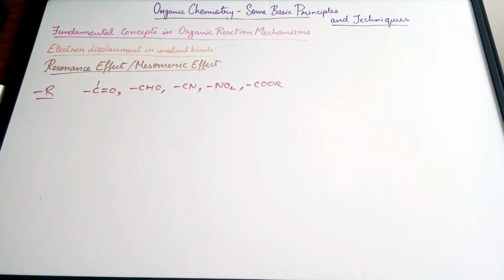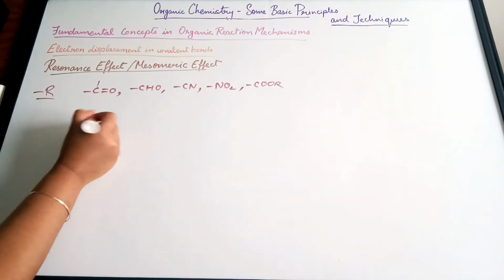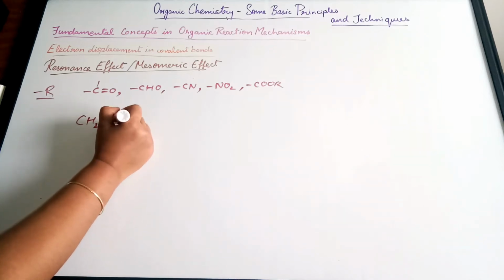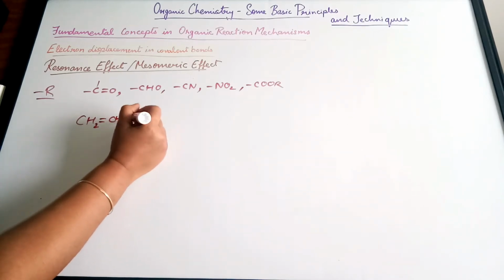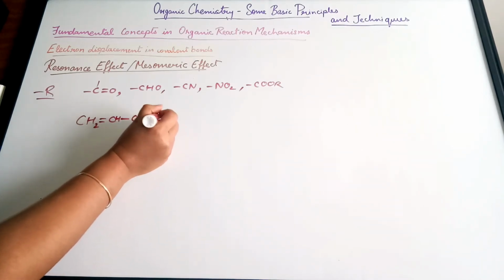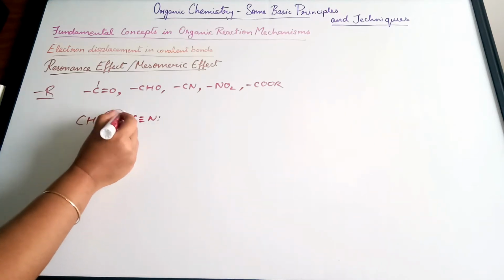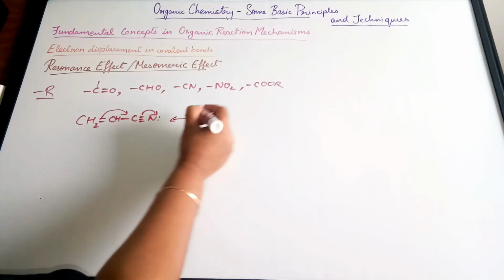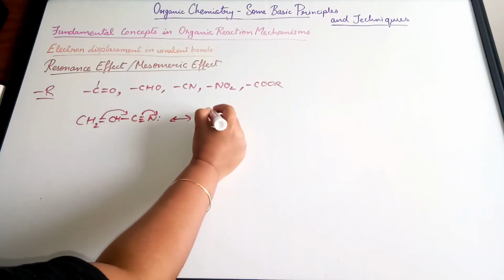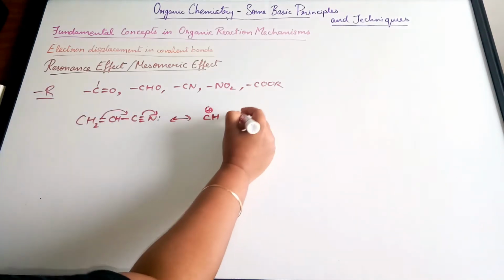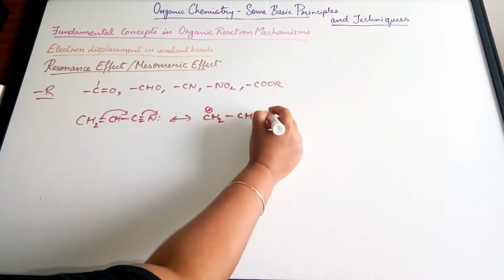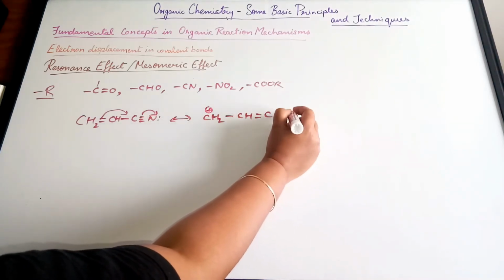Now, when these are present, let's take the example of CH2 having a double bond, and this particular atom is going to be attached to a CN. So what happens is this double bond shifts here and this shifts here, and this leads to the formation of a positive charge on carbon because it loses the electrons, and CH double bond, C double bond, N.